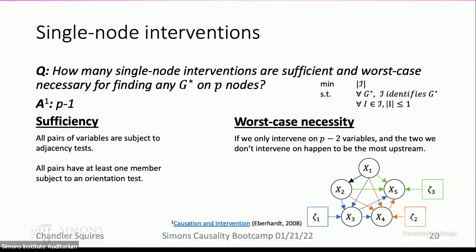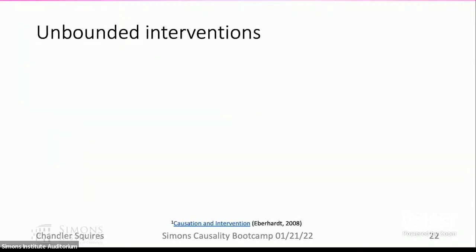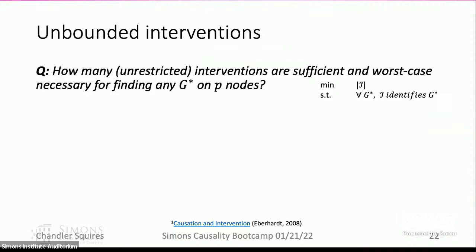All right. So in the last few minutes, I'll go through the case keeping all these other things fixed, now just the unbounded case, and we'll see a logarithmic dependence instead of the linear dependence on the number of nodes.